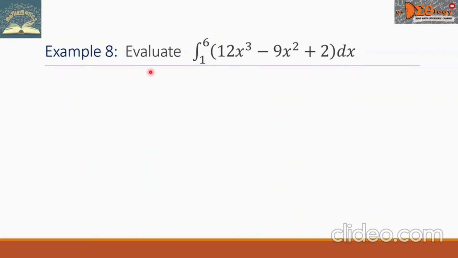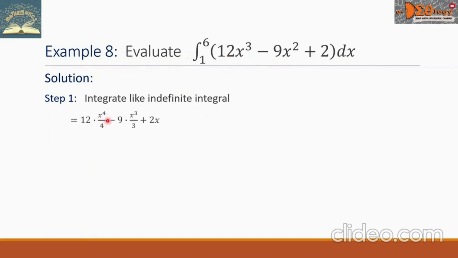Example 8. Evaluate the definite integral 12x cubed minus 9x squared plus 2 dx from 1 to 6. Let's integrate. The integral of 12x cubed is now 12 times x raised to 4 over 4, minus the integral of 9x squared. We copy the 9 times the integral of x squared, that is x cubed over 3, plus the integral of the constant 2 is 2x.